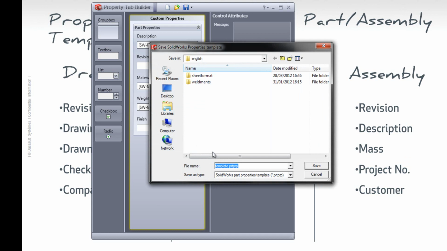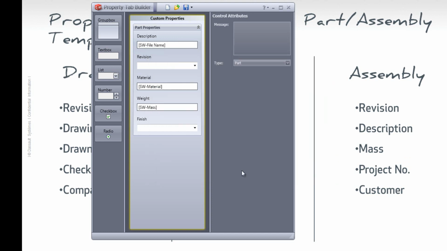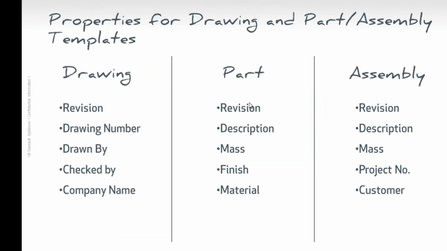As soon as I click save, it takes me to the default location for these particular documents. So I just need to give it a name. I'm just going to name it part template, and you'll see it's got the extension PRTPRP, so it's a part property template. I'm going to save it in that location. Okay, and then I'm just going to close this down, and we'll go back to SolidWorks now.